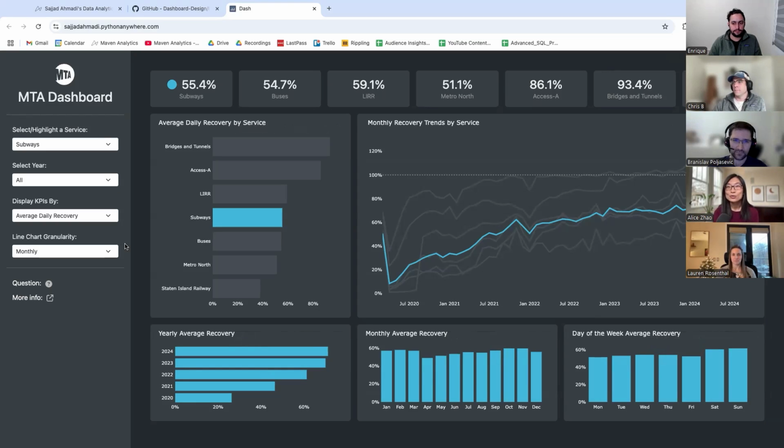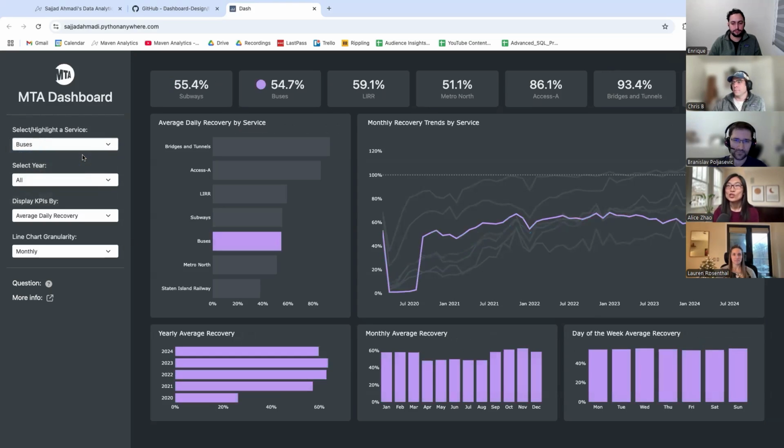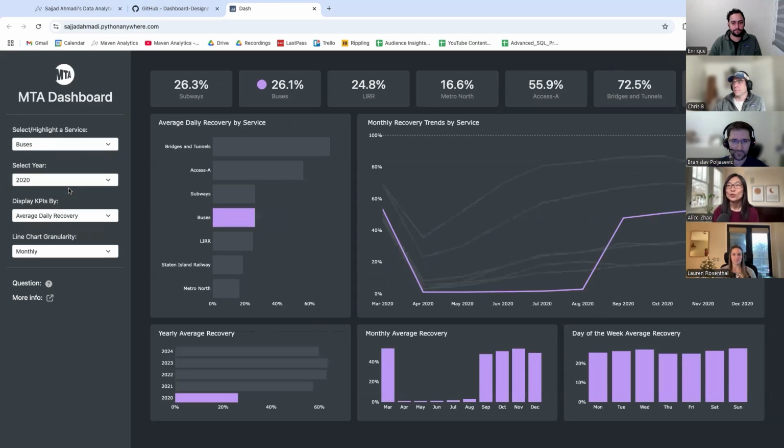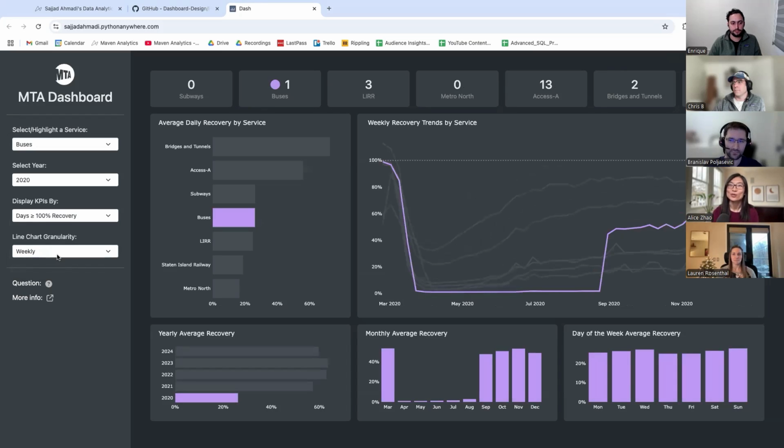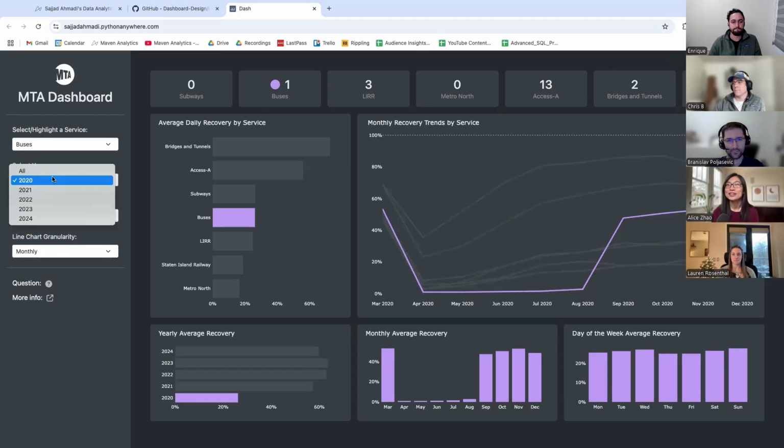And then on the left, we have all these filters. So right now it's filtered on subways, but then you can change that to be filtered on buses. And it's really nice. Everything updates dynamically. You can pick a particular year to look at, like just 2020 versus all the other years. This one allows you to look at days that are above a particular recovery amount. And then this one, you can see these are weekly stats versus monthly. So these highlights are all really nice.